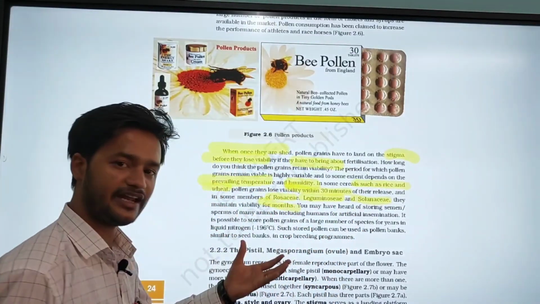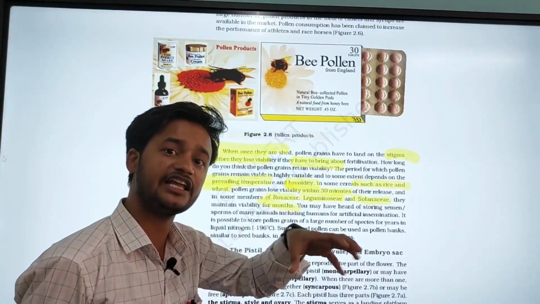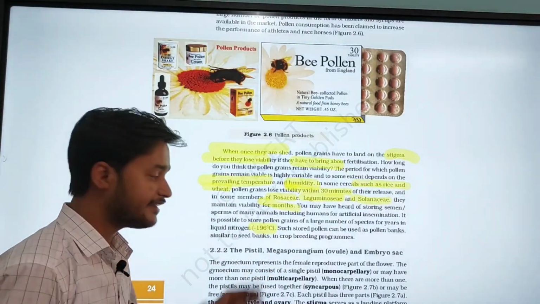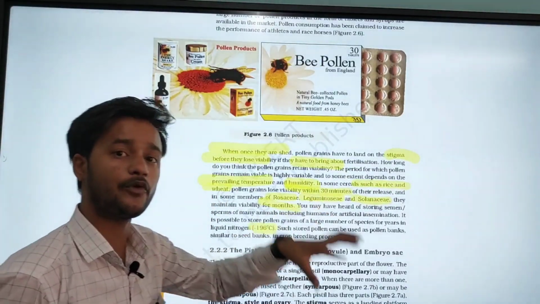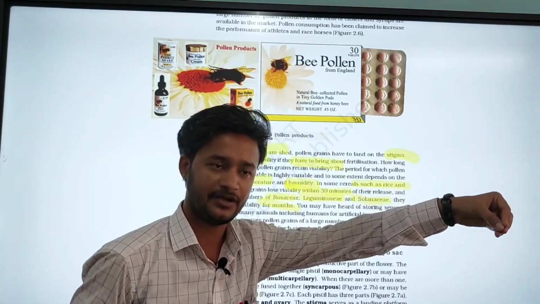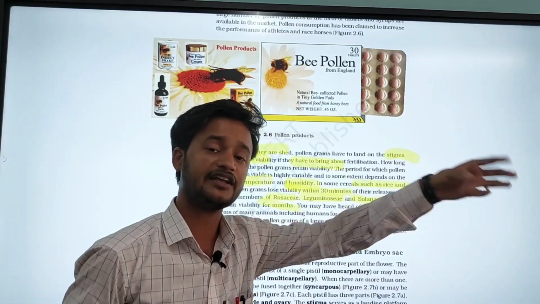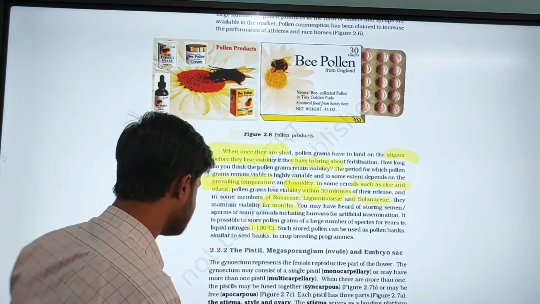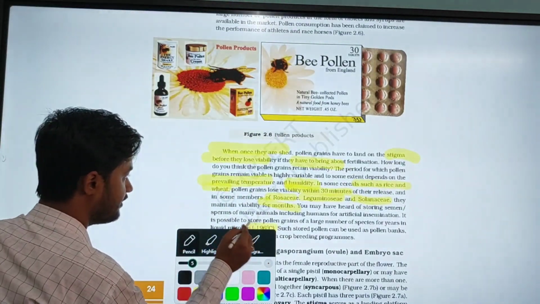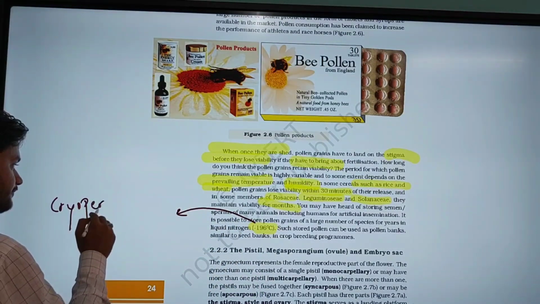Okay, and the pollen grains are also stored at very low temperature in liquid nitrogen medium, that is minus 196 degrees Celsius. That preservation or conservation of pollen grains at very low temperature in liquid nitrogen, at minus 196 degrees Celsius, it is called as what? Cryopreservation.